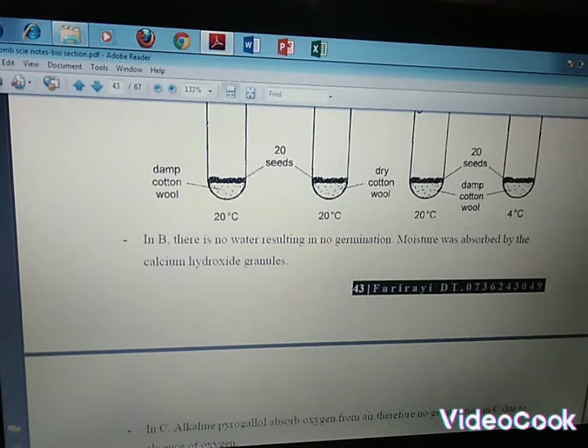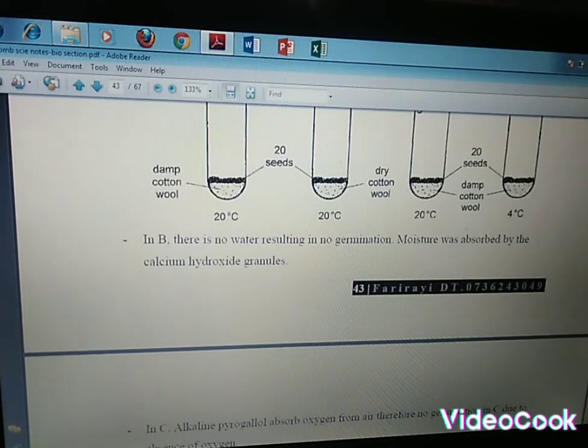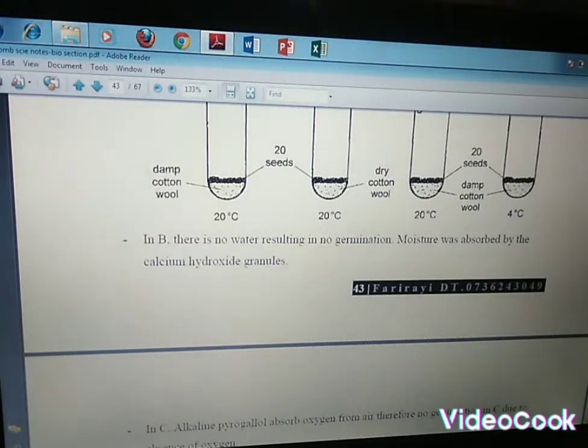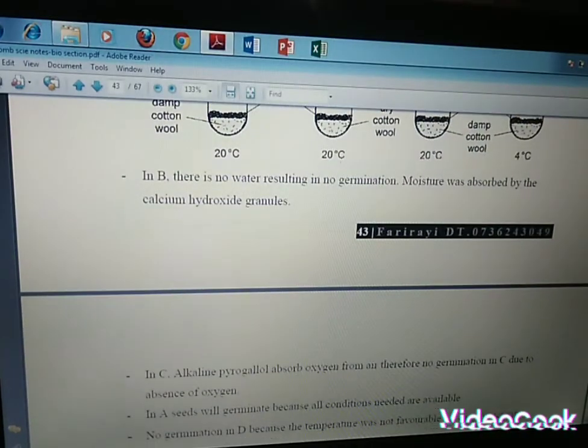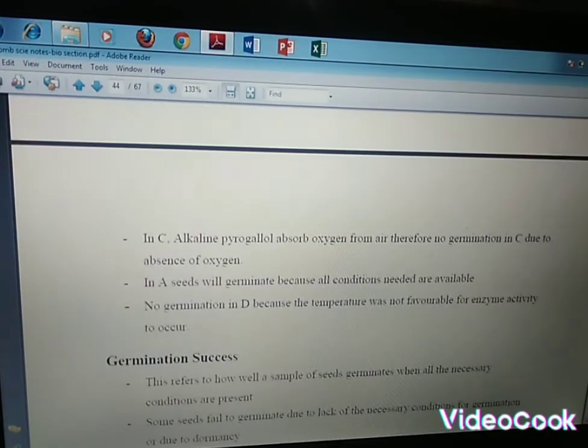With that being said, I'm sure you have got the idea already of what the outcome is going to be. Let's start with B. In B, there's no water, resulting in no germination. There's no way the food is going to dissolve. There's no way enzymes are going to be able to act on food because there's no water. The moisture was absorbed by the calcium hydroxide granules. That's what they use to absorb all the moisture. So no water, no germination.